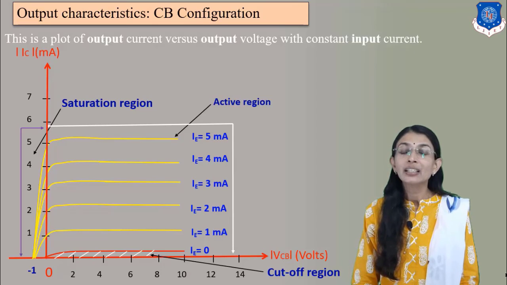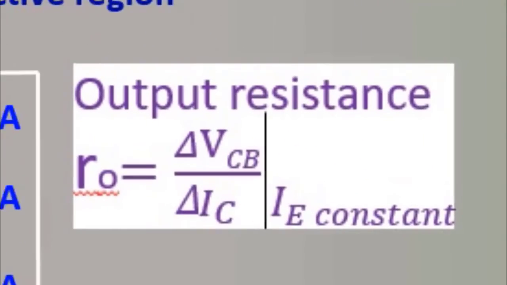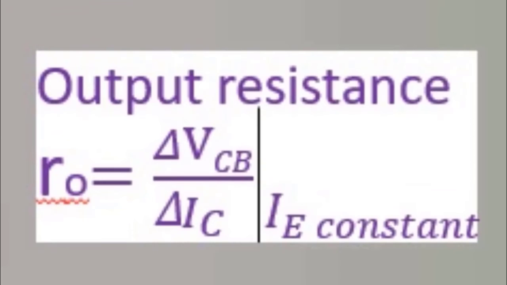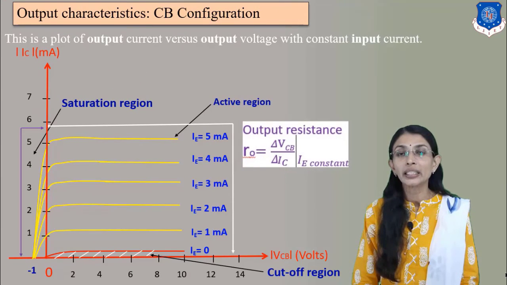Also, we can define the output resistance from the output characteristic of the CB configuration. That is denoted by RO. The output resistance will be also the ratio of output voltage to the output current. What is the output voltage? VCB. And what is the output current? IC, collector current. So we will have delta VCB upon delta IC, that is known as output resistance. The condition is that input current is kept constant.